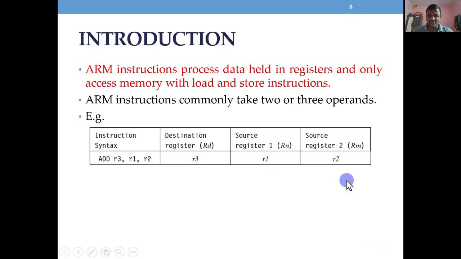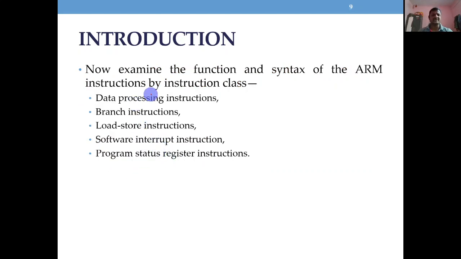So in the morning we started the instructions, starting with the simple add instruction. It can be a 2-operand or 3-operand instruction. After that, there are different classes of instructions: data processing, branch, load, store, software interrupt, and program status register. Today I'll finish data processing and branch instructions. In the next class we will concentrate more on load and store, as it needs more time to explain.